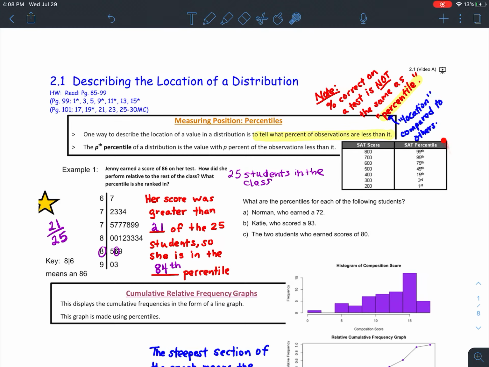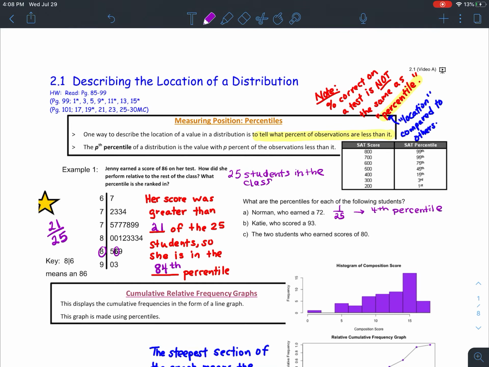A lot of times percentiles are used to interpret SAT scores and things like that. Here's another extension of this question. It says, what are the percentiles for each of the following students? So let's say Norman is the guy that earned a 72. Out of the 25 students, we would want to count up, remember, percentile is how many were less than that person. Well, there was only one other student in this class who scored less than a 72. That's this person that got the 67. So 1 divided by 25 roughly works out to the 4th percentile.